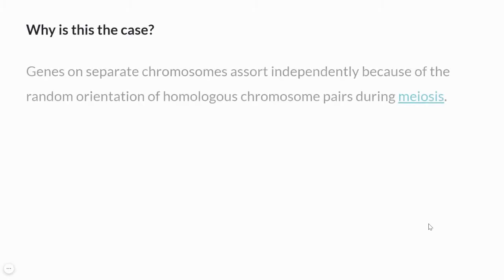Why is this the case? Genes on separate chromosomes will assort independently. Meaning if gene A and gene B are on different chromosomes, they will assort independently. Gene A alleles do not depend on, or have no rule as to whether they will only pair with capital B or small b. It is pure random chance. This is because of the random orientation, or random manner of separating, during anaphase 1 in meiosis.